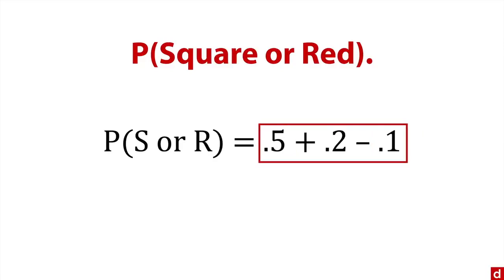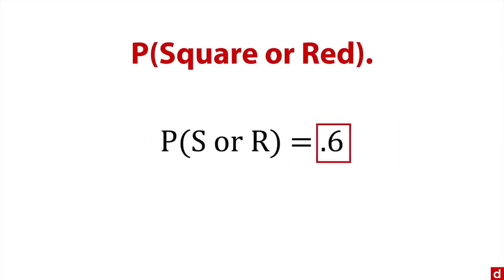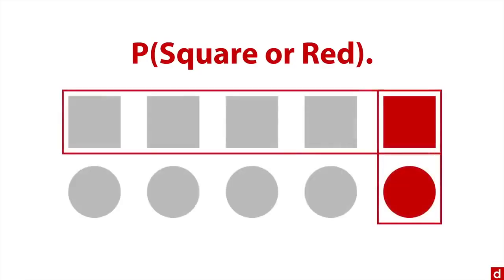0.5 plus 0.2 minus 0.1 gets us 0.6. And so what that means is there's a 60% chance of an object being square or red. And you can look at it right here. We got 6 shapes outlined now. And so that's the visual interpretation that lines up with the mathematical one we just did.